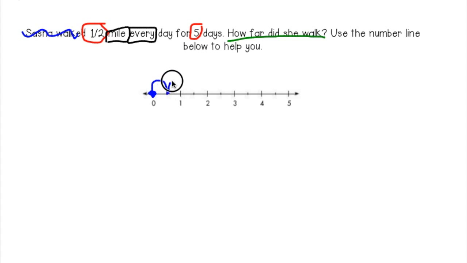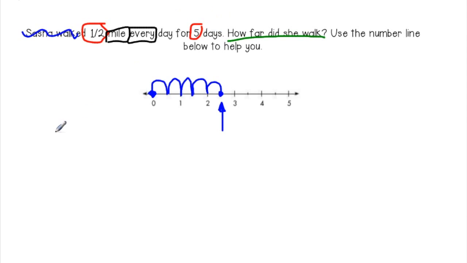On day 2, she walked another 1/2 of a mile. Day 3, another 1/2 of a mile. Day 4, another 1/2 a mile. And finally on day 5, her last 1/2 mile. So right now I'm at this point of how far Sasha walked because she walked a 1/2 mile every day for 5 days, which tells me that she walked 2.5 miles total. That's how far she walked.